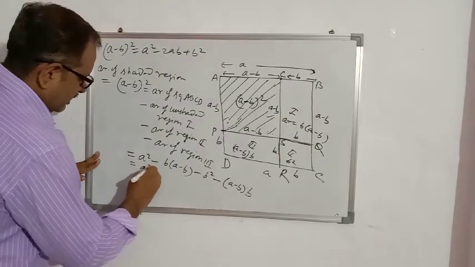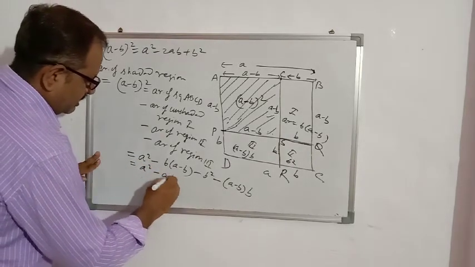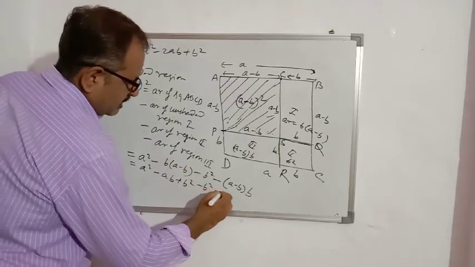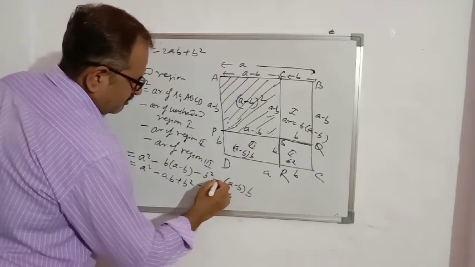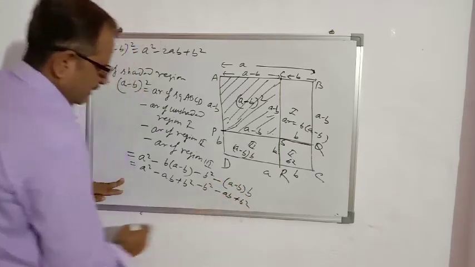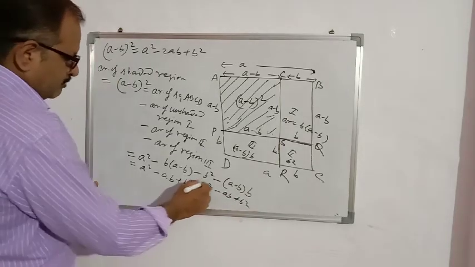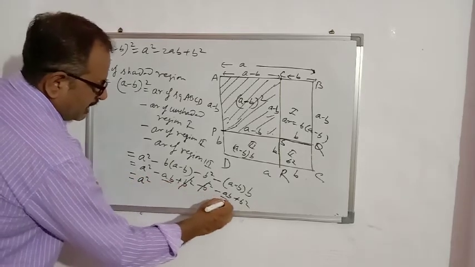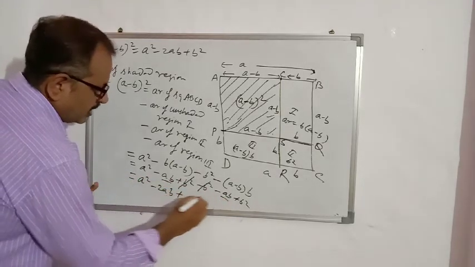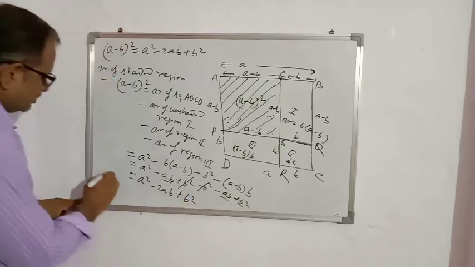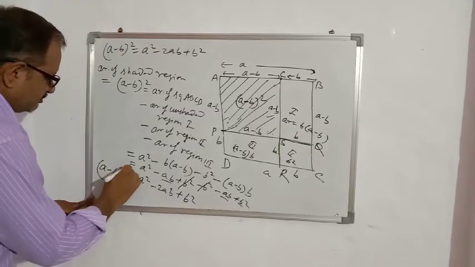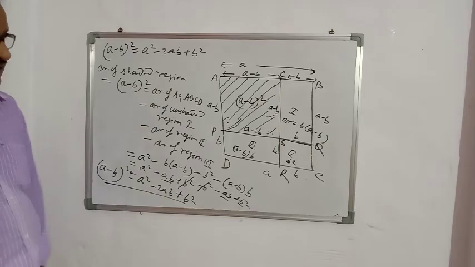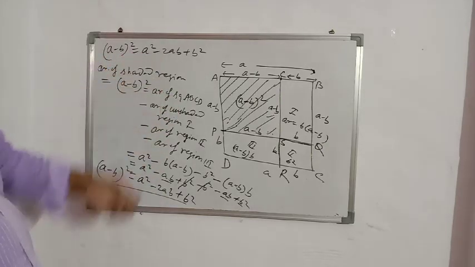Simplify it. a square, open the bracket, minus ab, minus into minus plus b square, minus b square, minus a into b, minus ab, minus into minus plus b square. Minus b square plus b square cancel. So a square minus ab minus ab, that is 2ab, and plus b square. So this is the formula for (a minus b) whole square: a square minus 2ab plus b square. This is the geometrical proof of (a minus b) whole square.